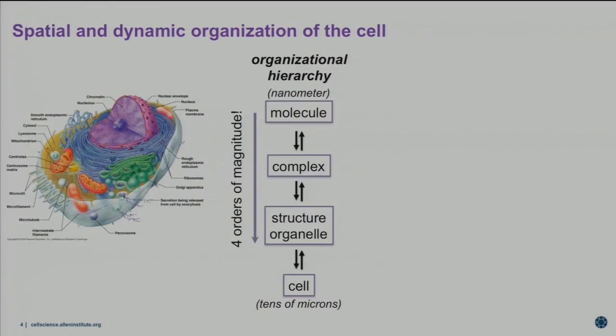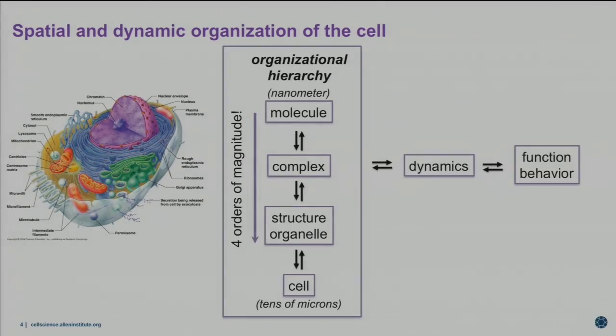So this is the cell. You've got 4 orders of magnitude. Proteins have to find each other at the molecular level, and they have to generate activities that span hundreds of microns. And these different orders of magnitude of cell organization actually are all very dynamic and interacting with each other, and all of the components interact with each other, and that's what leads to the function and behavior. And this goes in both ways.